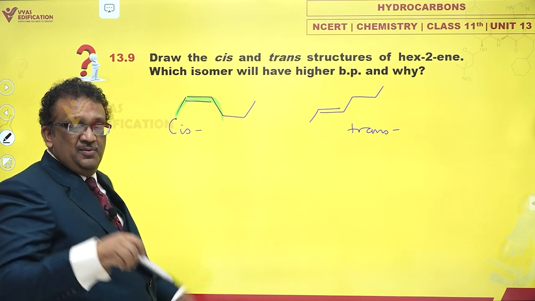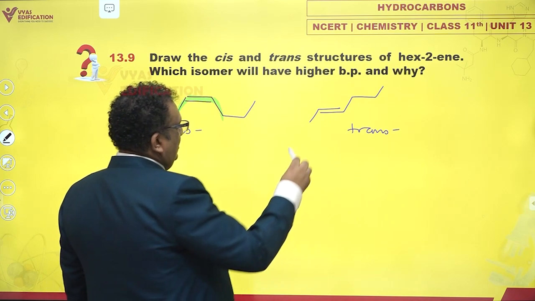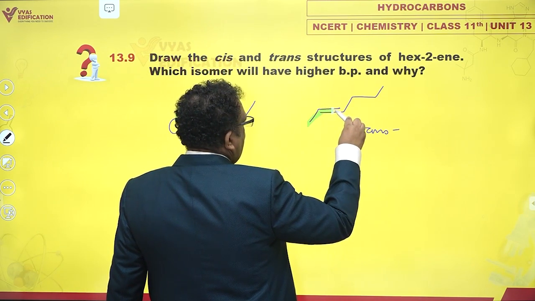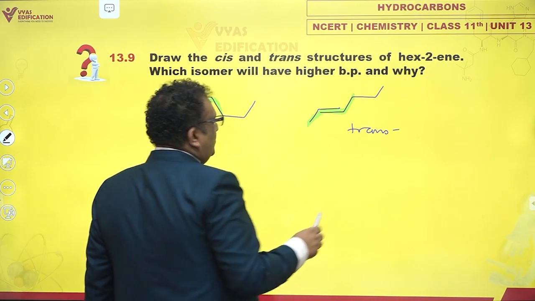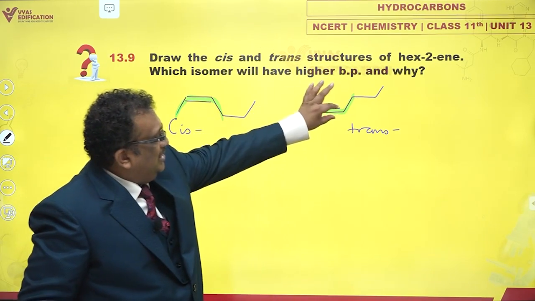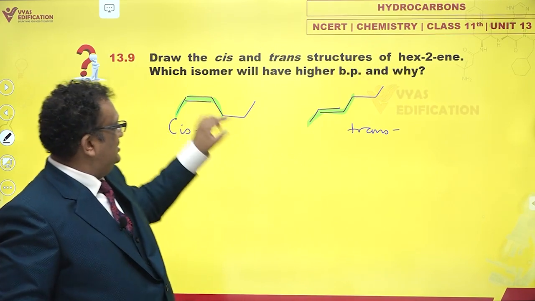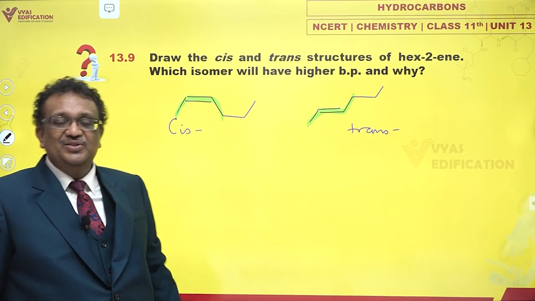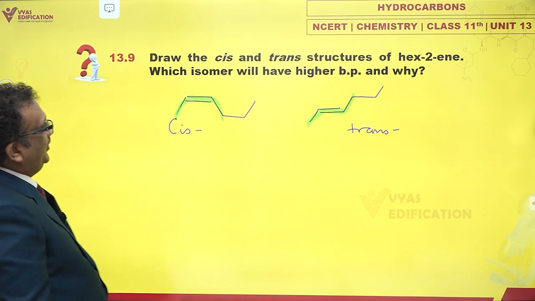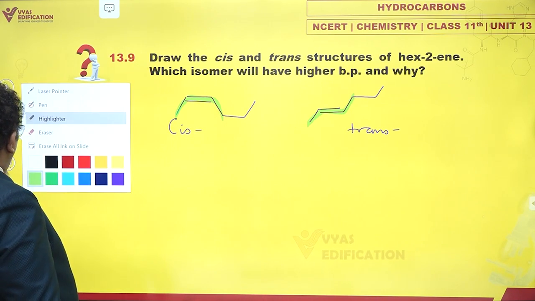Double bond, both the alkyl groups are on the same side, and both the alkyl groups are on the opposite side. Double bond, opposite sides, trans. Double bond, same side, cis. Okay. What about higher boiling point?